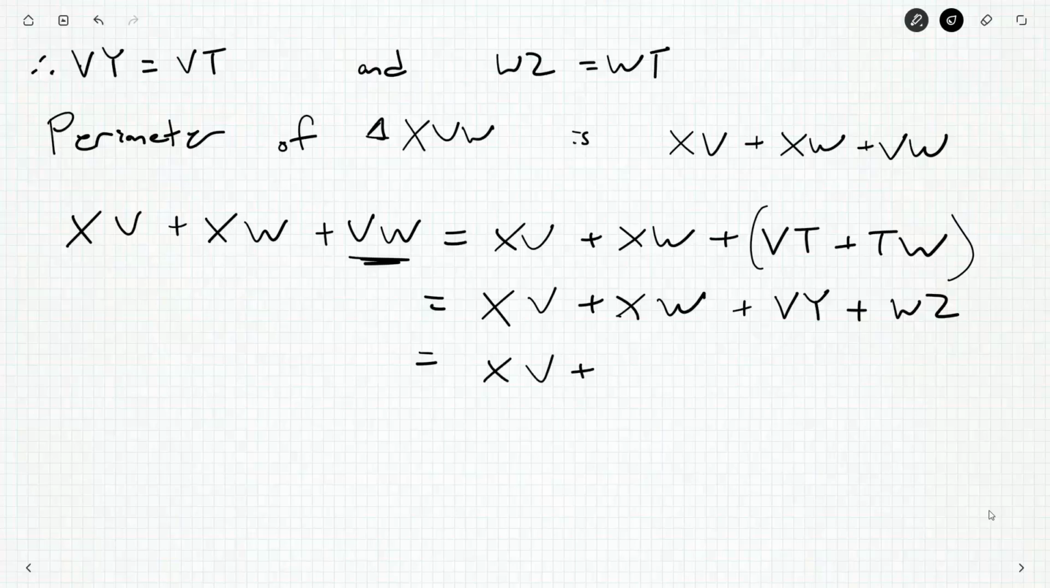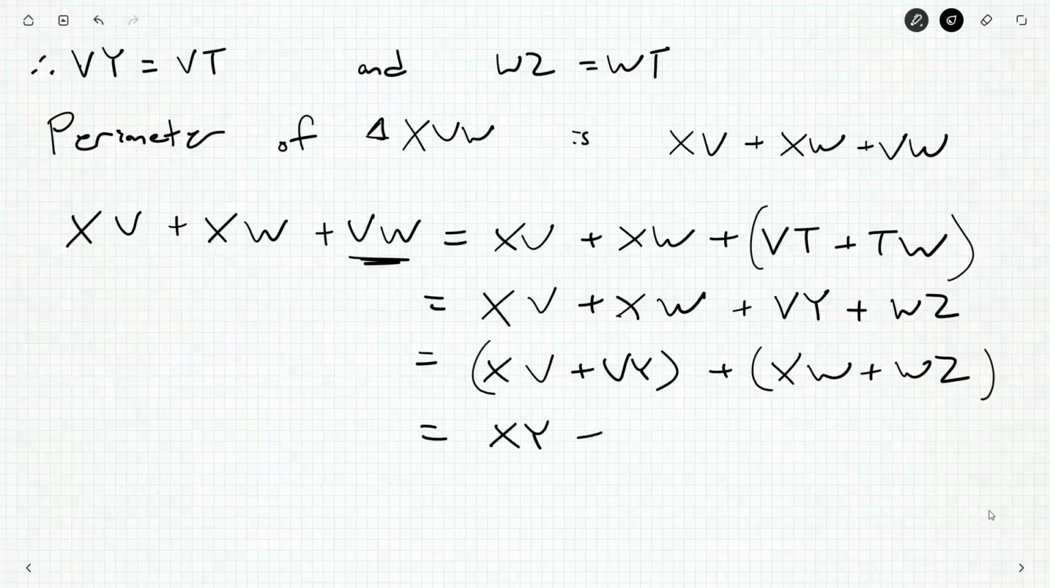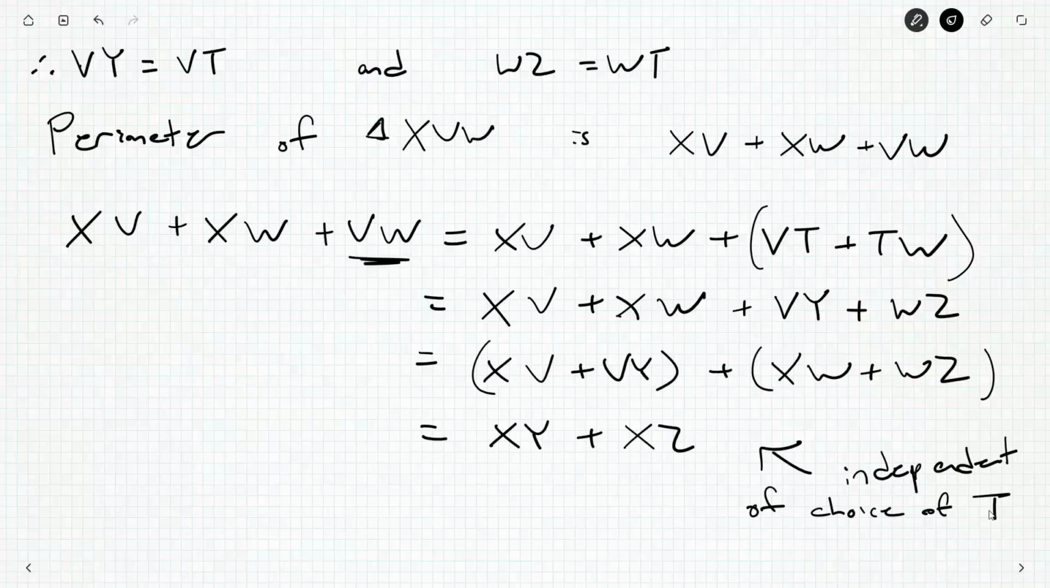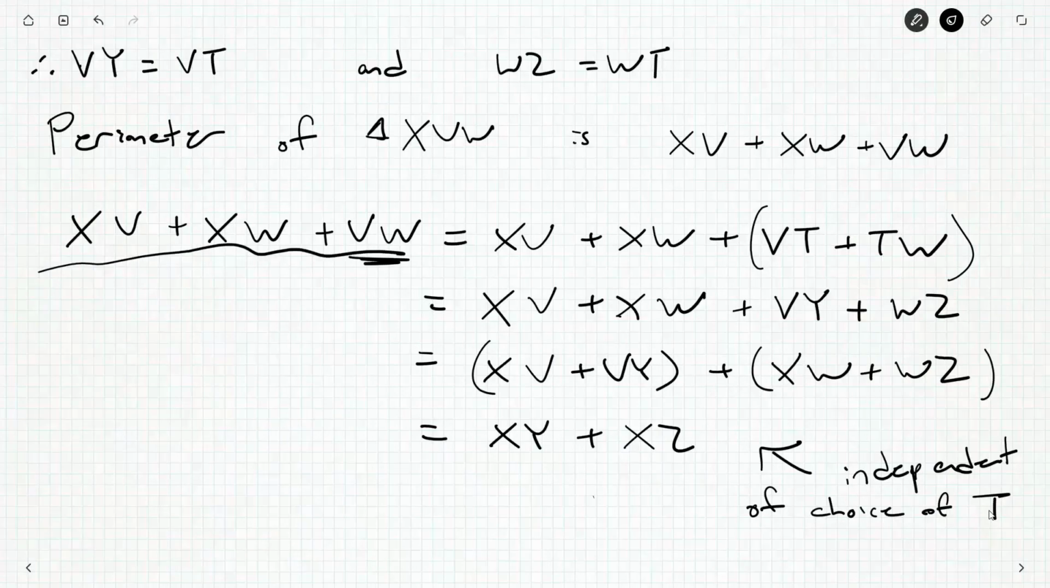And now what I'm going to do is group these together: xy plus xz, which is independent of our choice of t. And we could even go a little stronger and say it's 2xy or 2xz, because they are the same length, but that's really irrelevant at this point. We have written the perimeter that we wanted, which looked like it depended on t, because v and w both depend on t, but we rewrote it as an expression that doesn't depend on t.